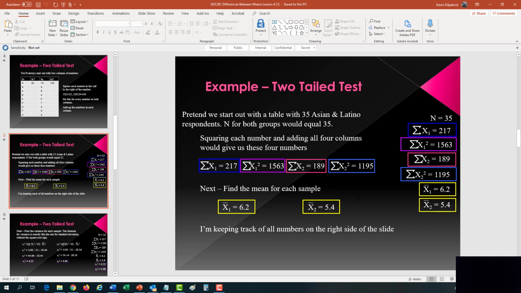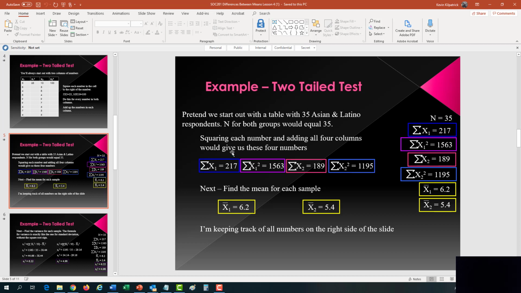So let's pretend in this two-tailed test problem that we start out with a table with 35 Asian and 35 Latino respondents. The N for both groups would equal 35. Remember what the N is. It stands for the total number of values in each group. So the first thing I'm going to do is put that over here on the right-hand side. N equals 35 for both of these groups.